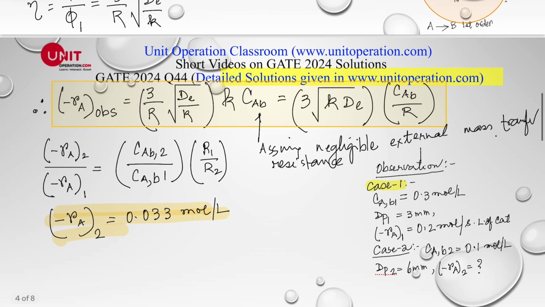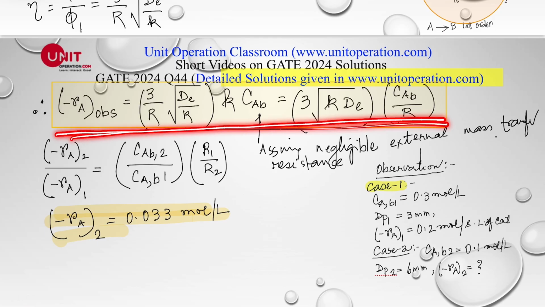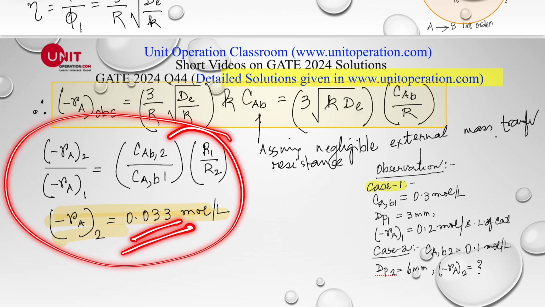Alright, after substitution we get this particular relationship here. These details are given here. As we can see, the observed reaction rate under this situation, that means under the diffusion resistance regime, is directly proportional to the bulk concentration and inversely proportional to the radius of the particle. So now it's just a matter of substituting the values, and this is going to be my answer.